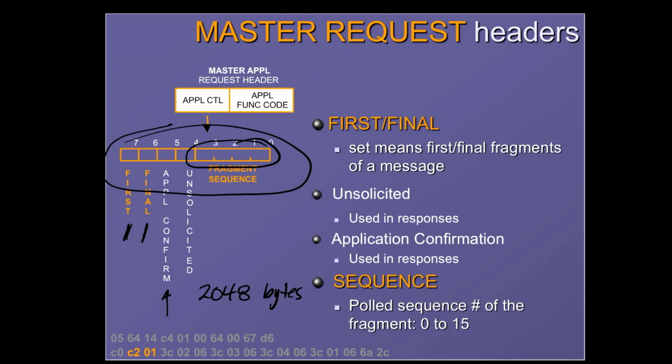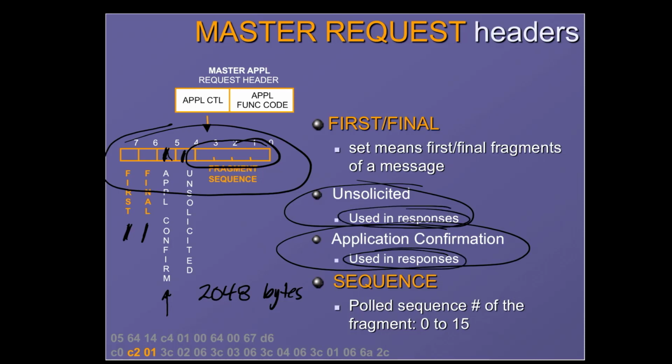And if I am confirming it, then I have a 1 there. If I'm an unsolicited message, I have a 1 there. You get the idea. It's the 1 that indicates that flag is set or that it's on. So unsolicited would be for those unsolicited messages we had talked about before. Application confirmation, both of these are in responses.